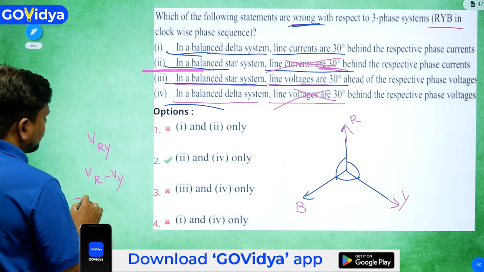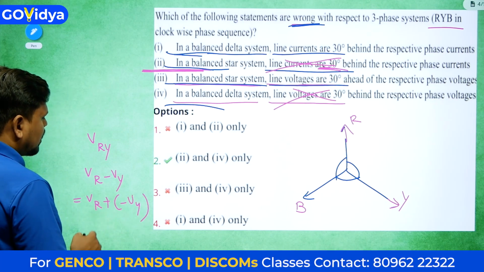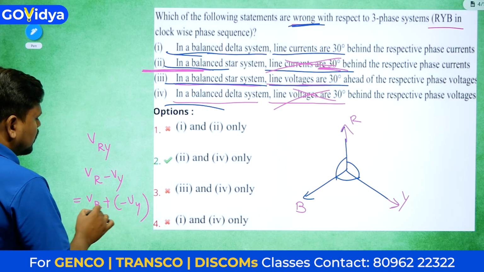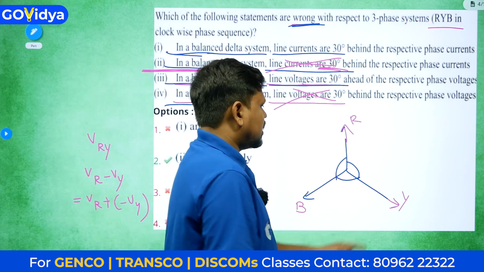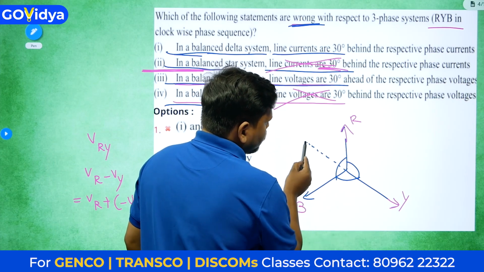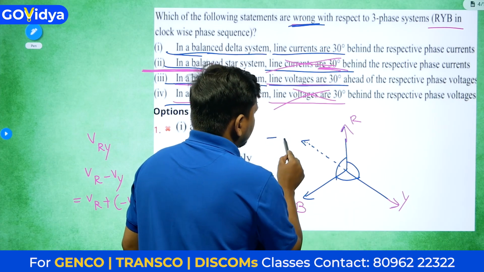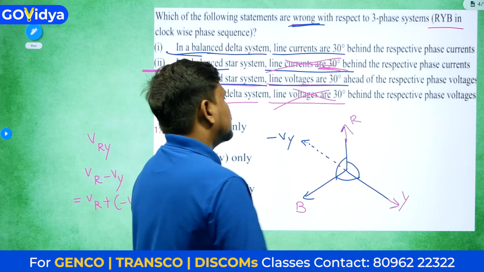So we can write this down as VR minus VY, or VR plus minus VY. That means VR is there, and minus VY you should have. VY is here, so minus VY. Where is minus VY? Opposite to this is minus VY. So this is minus VY. We have to add these two vectors.